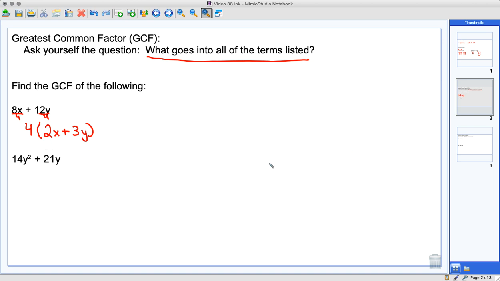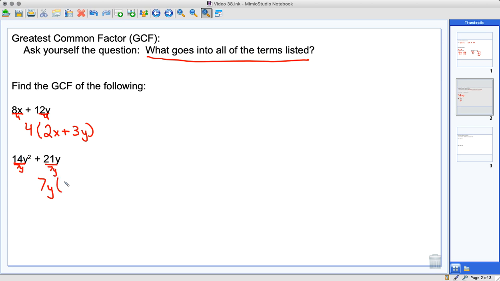Looking at the second one, 14y squared plus 21y. Look at 14 and 21: 7 goes into both of those. Now we've got y squared and y. They both for sure have one y, because the first one has 2. So we're going to divide everything by 7y.